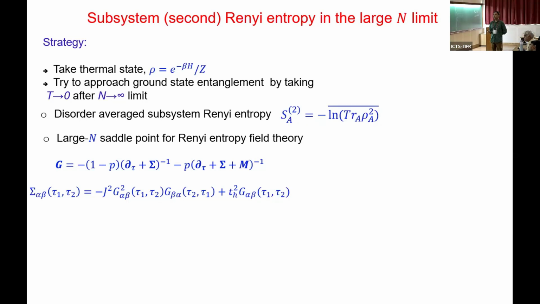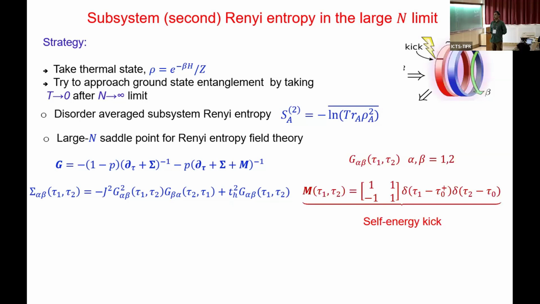The only difference in the large N saddle point equation is that earlier I got delta t tau plus sigma. Now I have two parts in this disorder average large N: 1 minus p for the B subsystem, which doesn't have any kick, and then the A subsystem, which has this kick. The self energy expression is the same. I have just put a hopping here, so it's exactly the same. So this is the kick term.